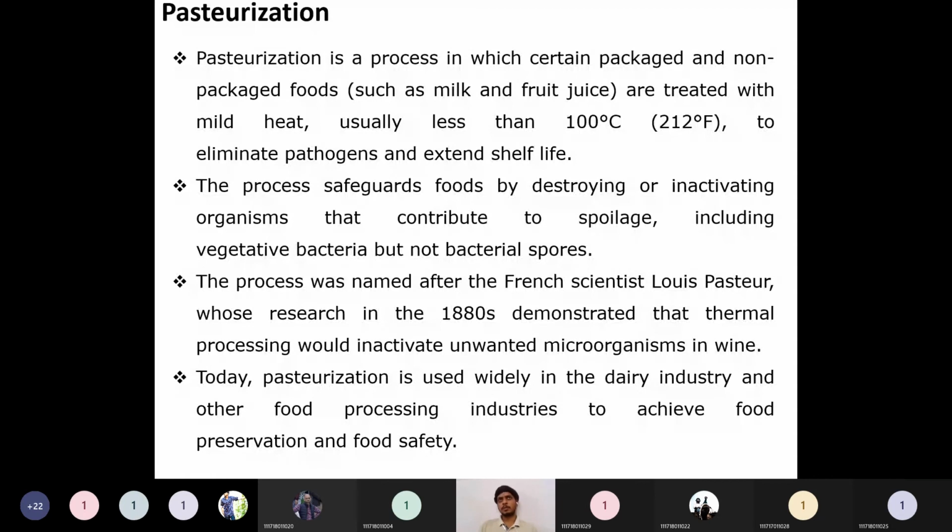This pasteurization process, they are not at all asking in your question paper. Only short answer questions I have seen many times, but it is there in your syllabus. For the long answer also, it is there as a separate line in your syllabus book. So I just thought of discussing the overall pasteurization process, and I framed these slides.